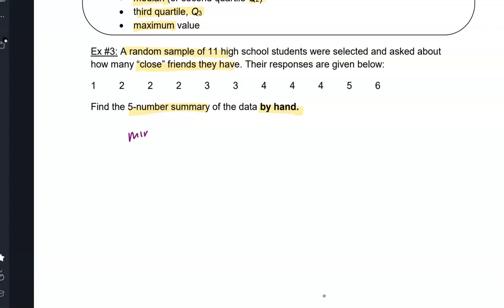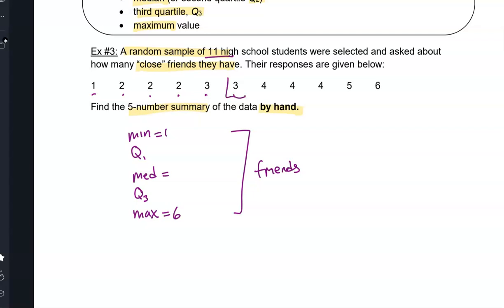When I'm doing my 5-number summary, I like to start with my median. So I'm going to list out min, Q1, median, Q3, maximum. I like to start with my median, although we can list out the minimum and the maximum. My units here are friends, so all of these are talking about friends. My median is my exact middle number. Since I have 11 numbers here, it's going to be the 6th number: 1, 2, 3, 4, 5, 6. I'm going to box that. So 3 friends is the median number of friends.